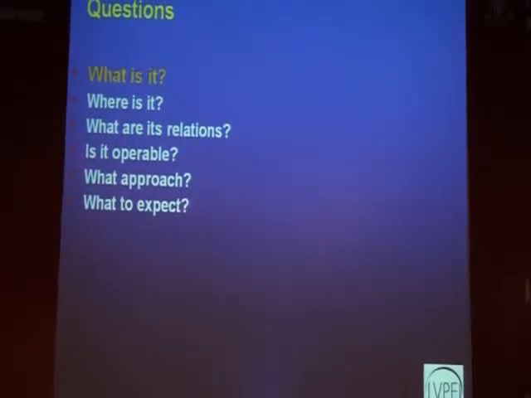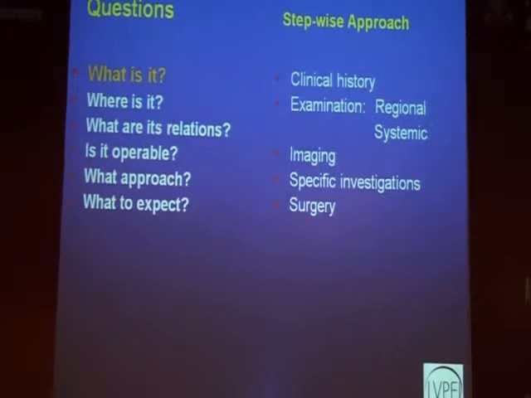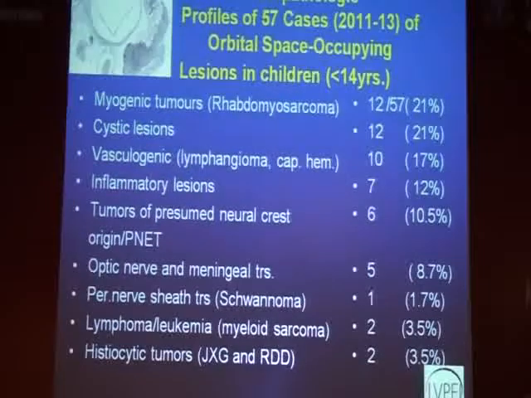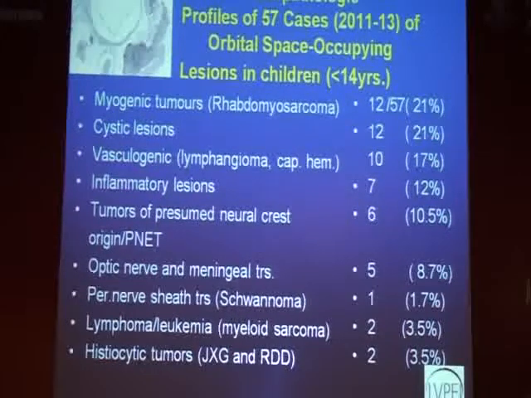And the answer is a stepwise approach which involves clinical history, thorough clinical examination, imaging, specific investigations and surgery. But the key to the diagnosis is histopathology and histopathology. So I will be just talking briefly on a few orbital lesions in children. So this is the histopathological profile of 57 cases of pediatric orbital lesions in the age group of less than 14 years in the last 3 years, that is 11, 12 and 13, in LV Prasad Eye Institute in Bhubaneswar.